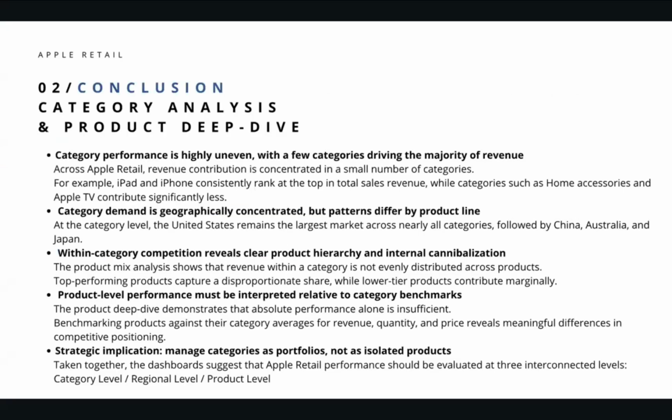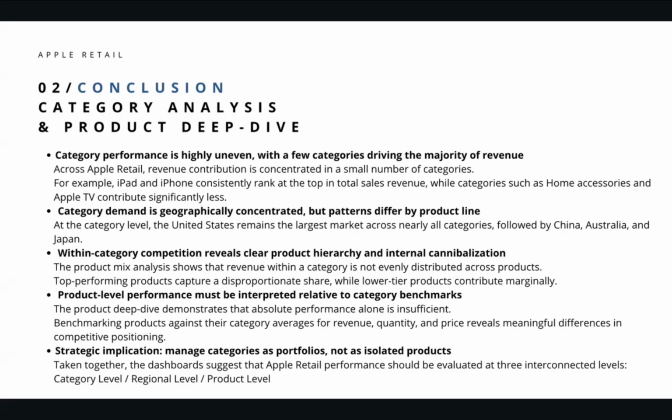Bringing both dashboards together, several key insights emerge. First, category performance at Apple Retail is highly uneven, with a small number of categories driving the majority of revenue. Second, demand is geographically concentrated, but patterns differ by category and product, highlighting the need for differentiated regional strategies. Third, within category, competition is significant. Revenue is often captured by a few dominant products, while others play marginal or supporting roles.